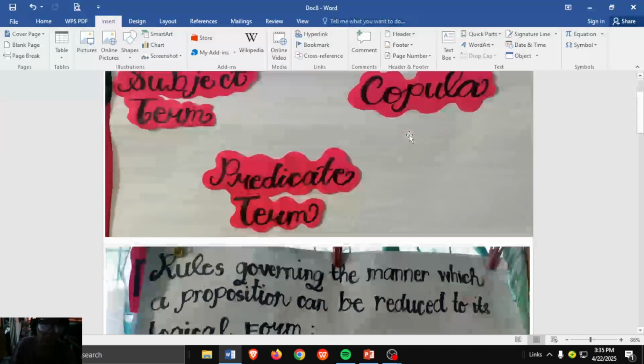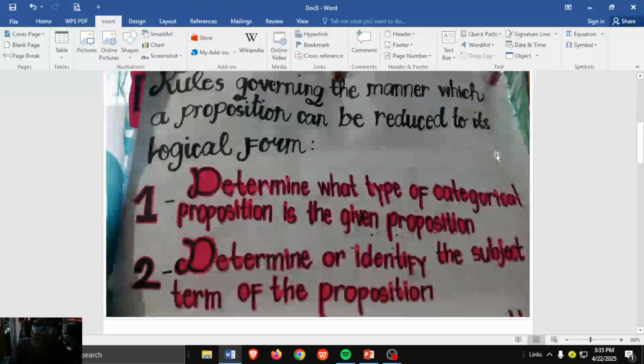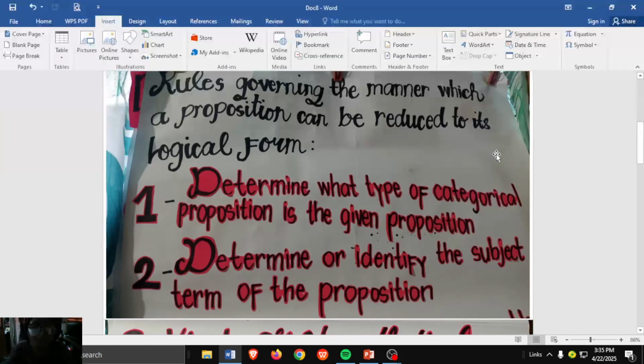Moving on, we have four rules governing the manner in which a proposition can be reduced to its logical form. The first rule is to determine what type of categorical proposition a given proposition is. When we have the statement, all men are mortal, we have to determine what type of categorical proposition it is.